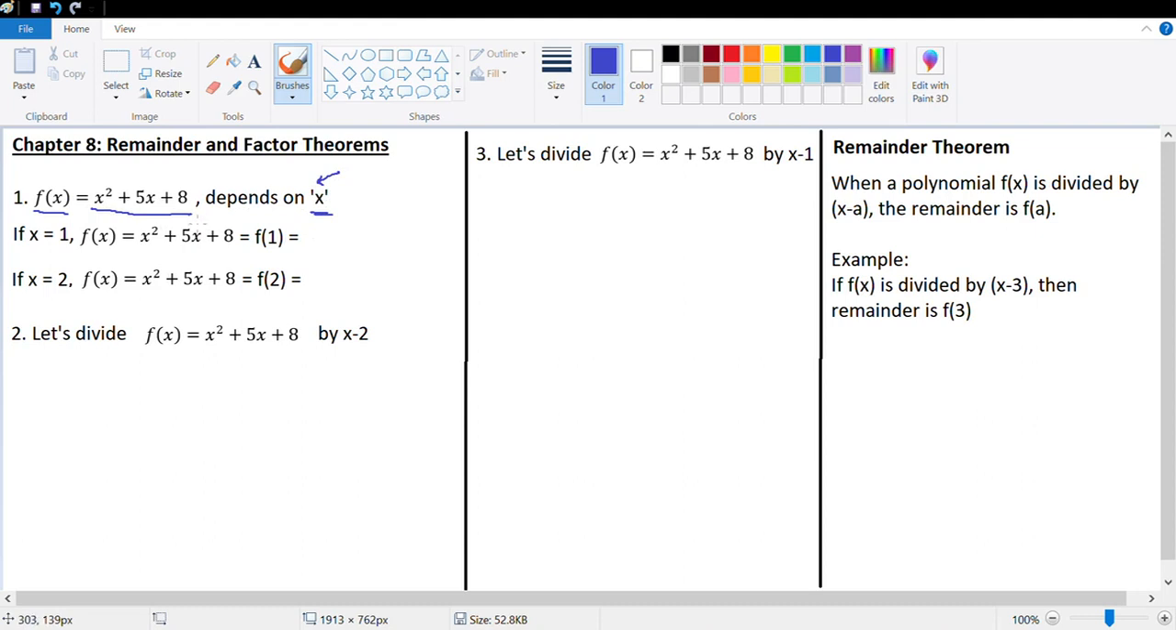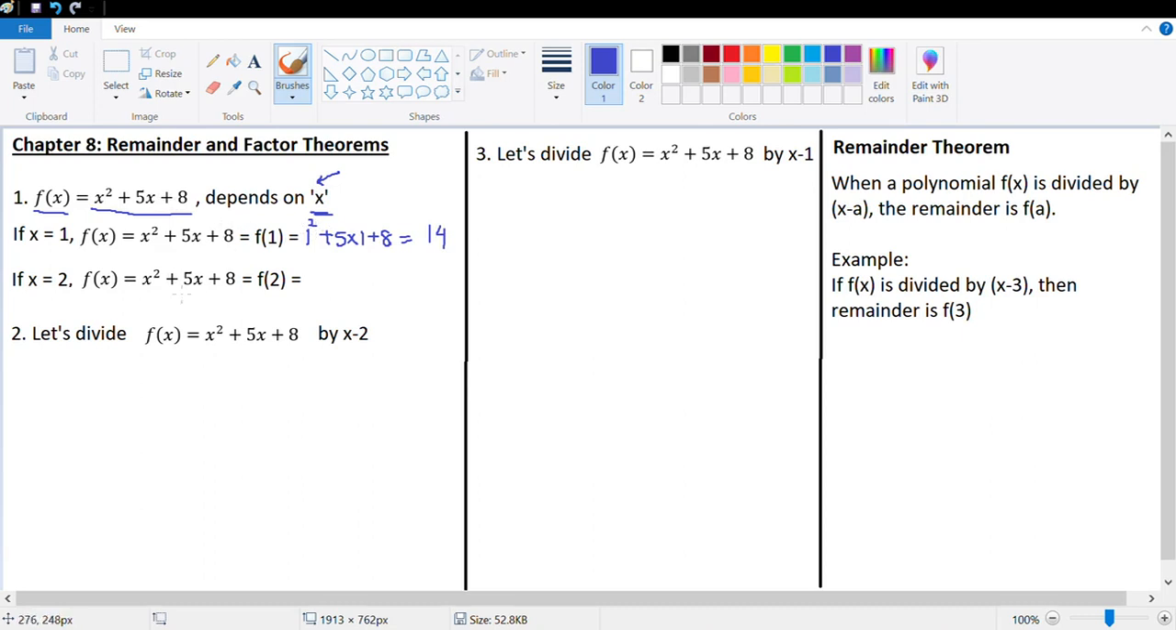So let's look at this. If x is equal to 1, what will be the value of this polynomial? Instead of x, I write 1. So that's 1 squared plus 5 into 1 plus 8. So that's 1 plus 5, that's 6, plus 8, 14. Which means the value of this polynomial when x is 1 is 14.